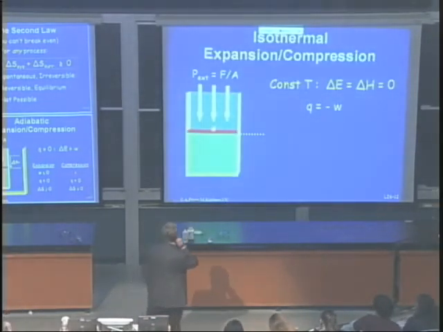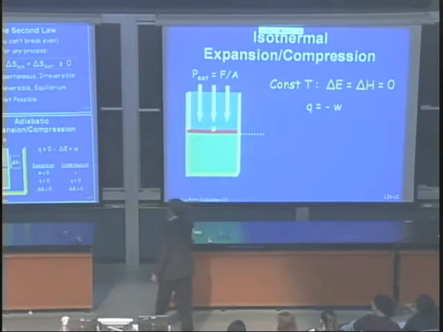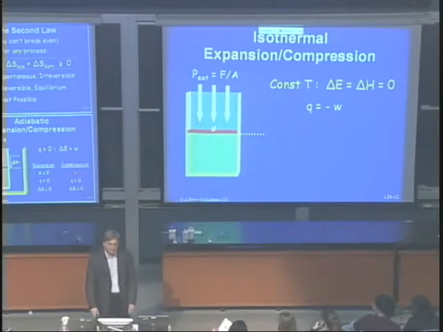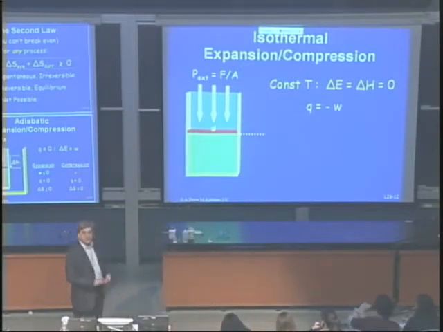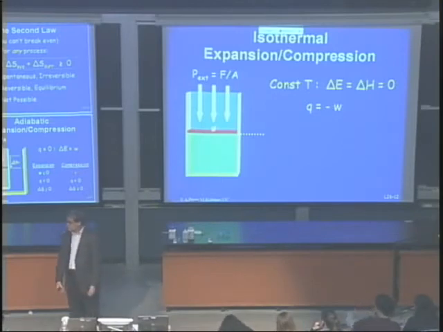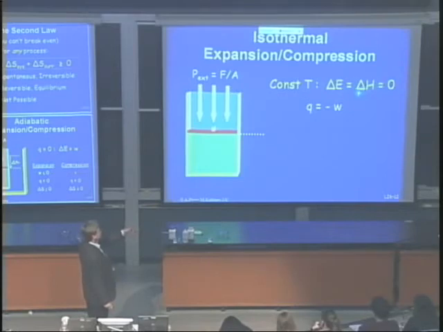Now let's look at the entropy of these piston things. You know how to do this. We do an isothermal expansion and compression. Isothermal means we have a constant temperature. The temperature of that gas will not change. With this, delta U equals 0, and we know that delta U is Q plus W. If I set this to 0, Q equals minus the work.